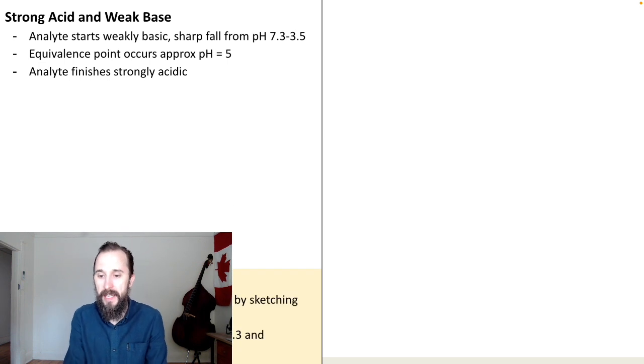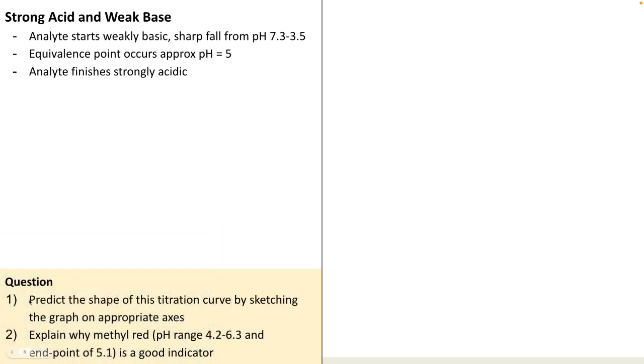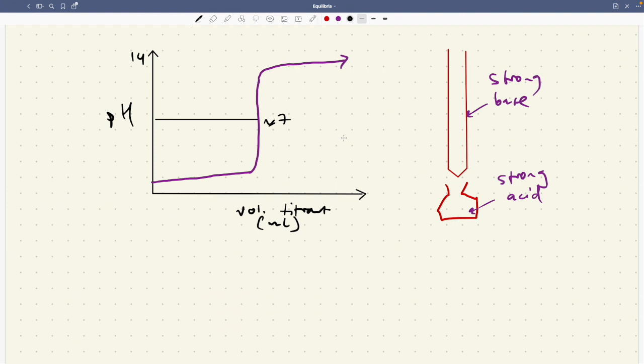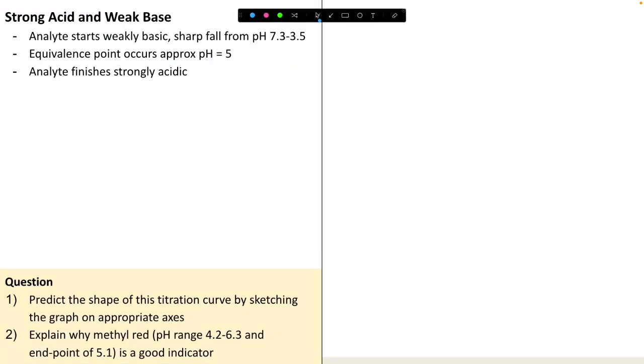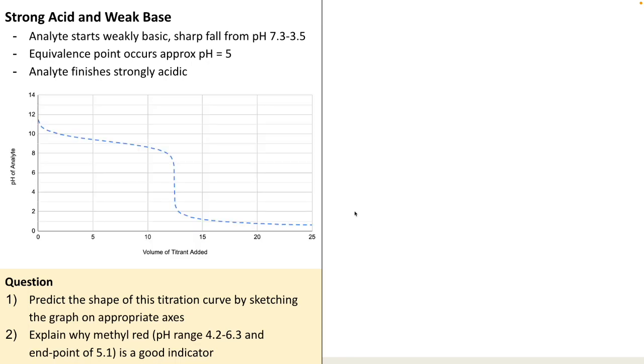So like I said, here's a couple of questions. These will be good ones. Predict the shape of this titration curve by sketching the graph on an appropriate axis, not dissimilar to what I did over here. It's not going to look like this one because this was our strong acid and strong base. However, I've described it with my words up here. And then explain why methyl red, which I've given you a pH range and an endpoint for, would be a good indicator for that reaction. Give it a pause. Hopefully it looks something like this.